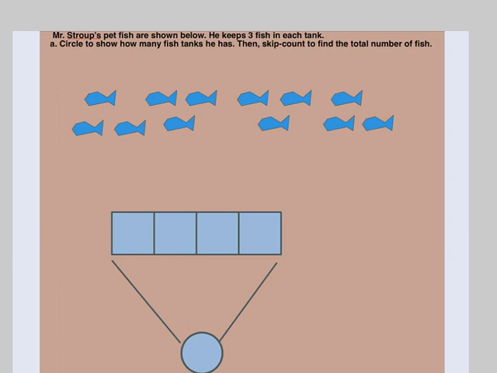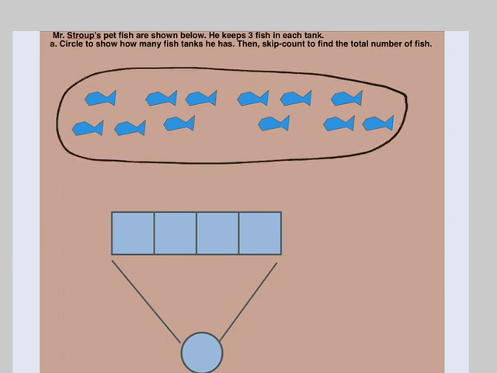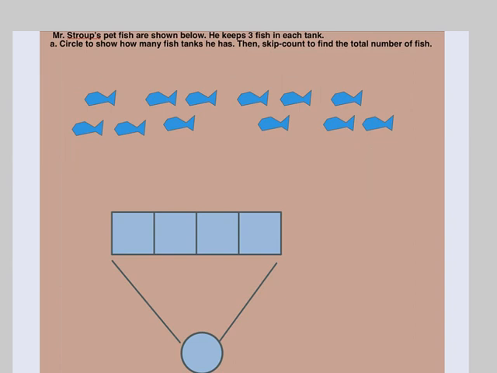Okay, so what is shown here? So we can see Mr. Stroop's pet fish are shown below. So these are Mr. Stroop's pet fish. So what is he doing? He is keeping 3 fish in each tank. What is the meaning of each tank? So he's keeping 3 fish in one tank. So we know the size, right? So let's write size equals 3.